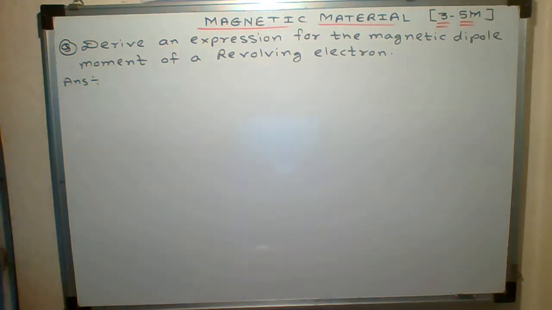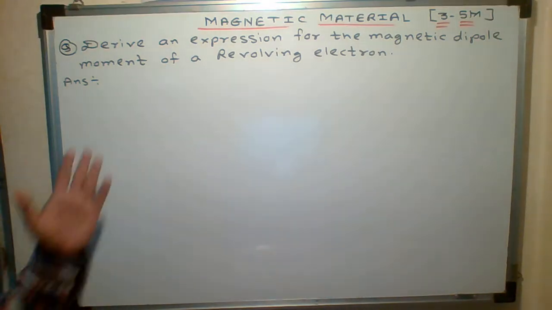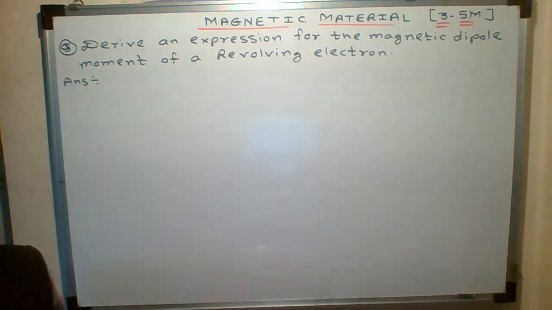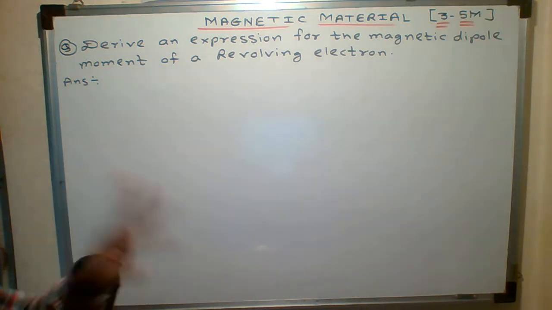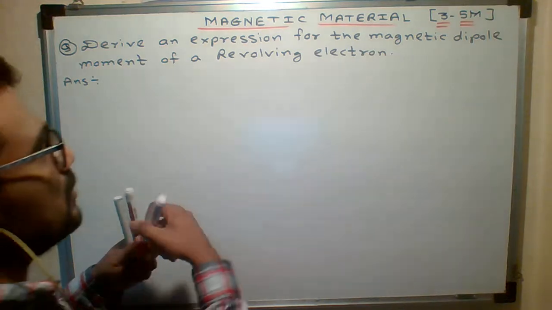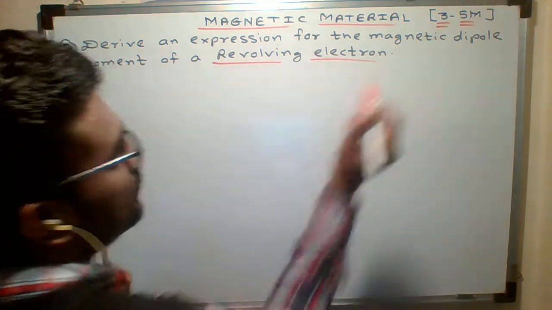So students, what's the first question? Derive an expression for the magnetic dipole moment of a revolving electron. Students, I will explain what is magnetic dipole moment. Already we have explained in the last topic, magnetic field due to electric current, but still again I will explain what is magnetic dipole moment. But before that, let me concentrate on the word revolving electron.